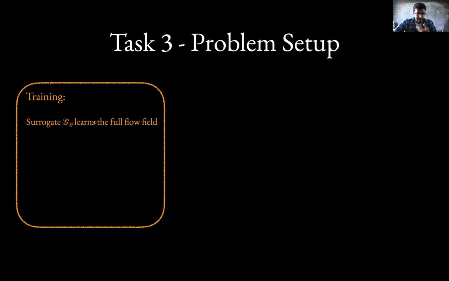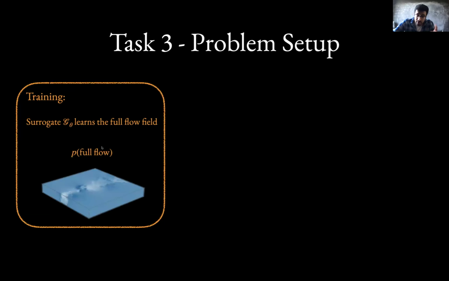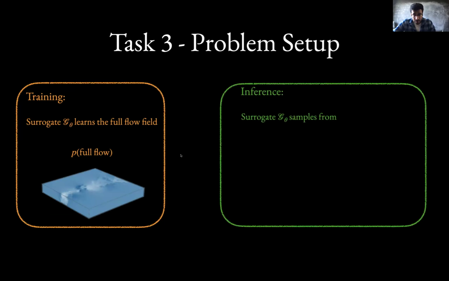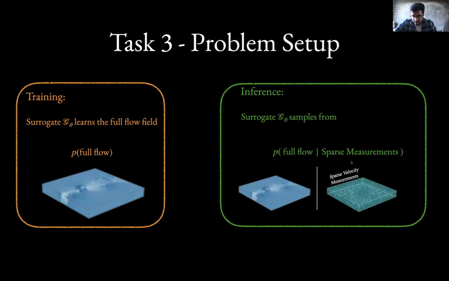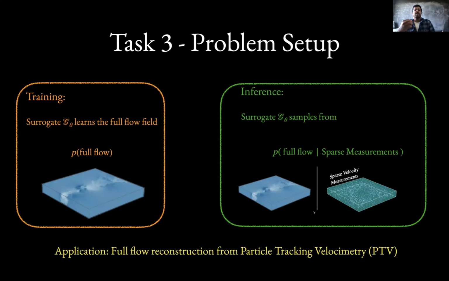So during training, we train the surrogate model to learn the probability distribution of the full flow. But during inference, we want the surrogate model to sample the full flow given the sparse measurements. So if you have sparse velocity measurements, can it accurately reconstruct the full flow field? This is the problem statement. Why is this interesting? Because experimentally in the fluid mechanics community, you visualize flows using techniques like particle tracking velocimetry, in which you inject fluorescent particles into the fluid system and capture the evolution of these particles using a high frame rate, high resolution camera, and you can see how each of these particles move in time. And from that, you try to reconstruct these flow fields. And this is the problem we are trying to address.